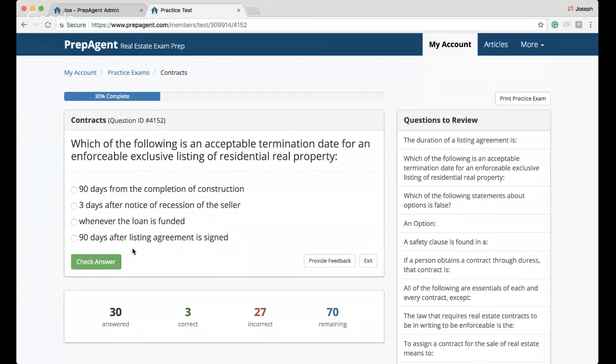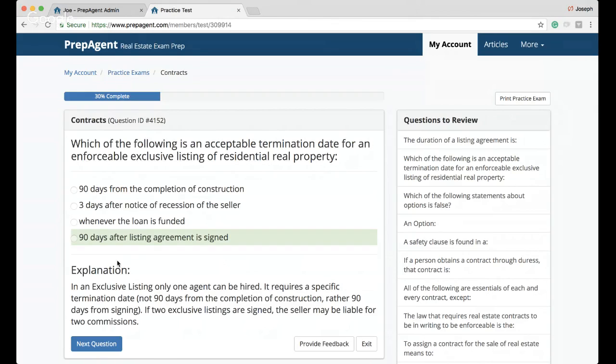All right, let's see what the answer is here. 90 days after the listing agreement is signed. The reason is because you need a definite termination date. 90 days from the completion of construction, you don't know when construction is going to be complete. 3 days after notice of rescission of the seller, we don't know when that's going to happen. And we certainly don't know when the loan is getting funded. So the only definite thing here is when the agreement is signed, so that it constitutes a definite termination date, which is what you need for it to be acceptable.